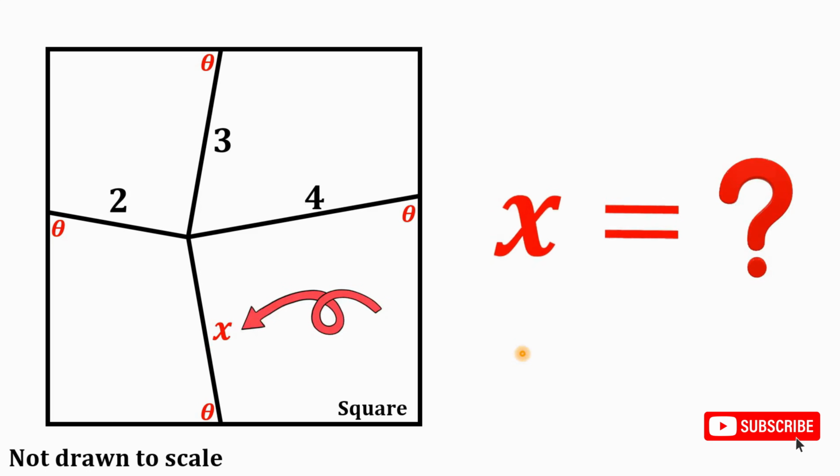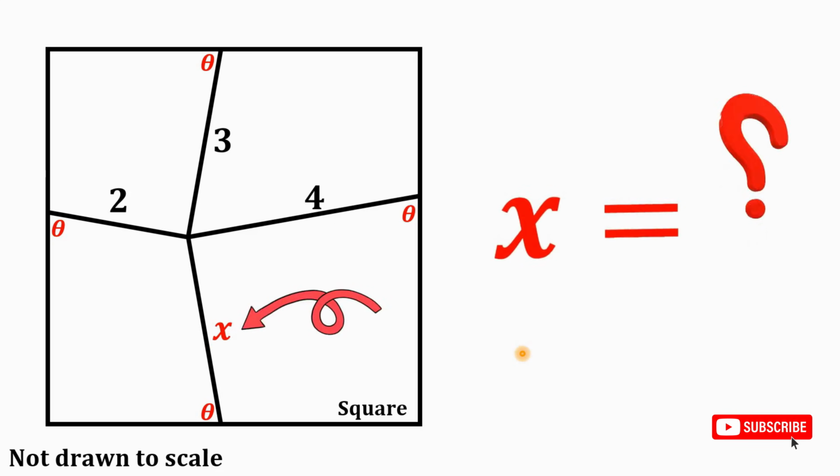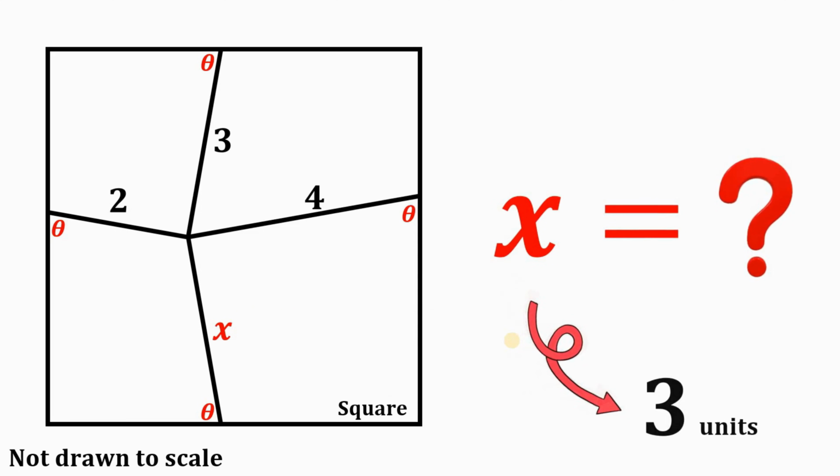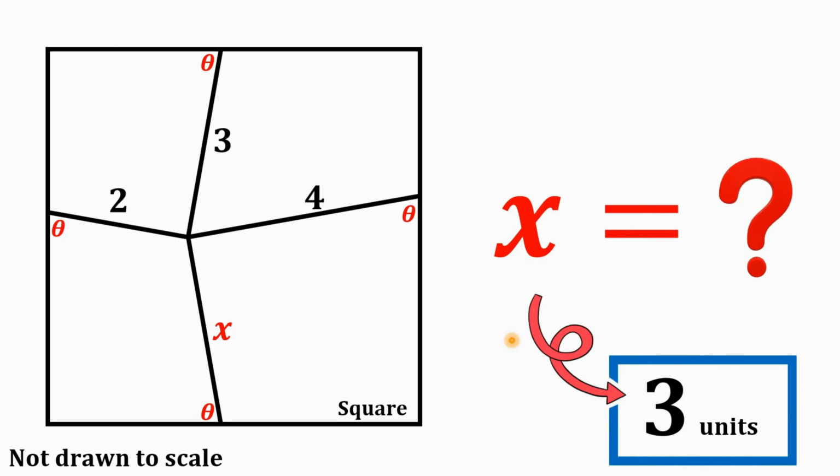X. Now, pause this video right now and see if you can answer this question, because I will show you the answer and the solution in 3, 2, 1. Alright, the answer to this question, the length of the segment x, simply equals 3 units. Now the question is, how do we get these 3 units? So here's the solution.